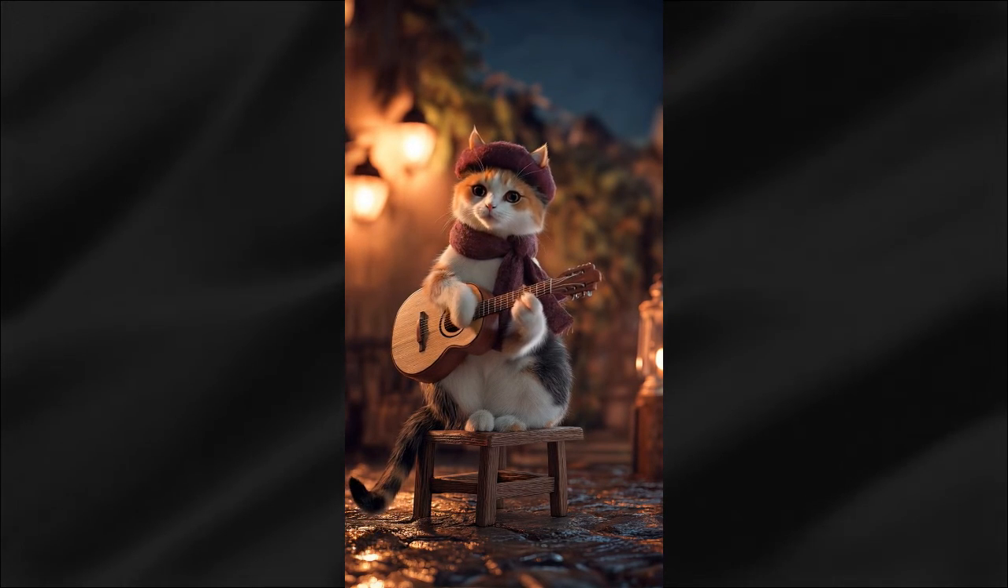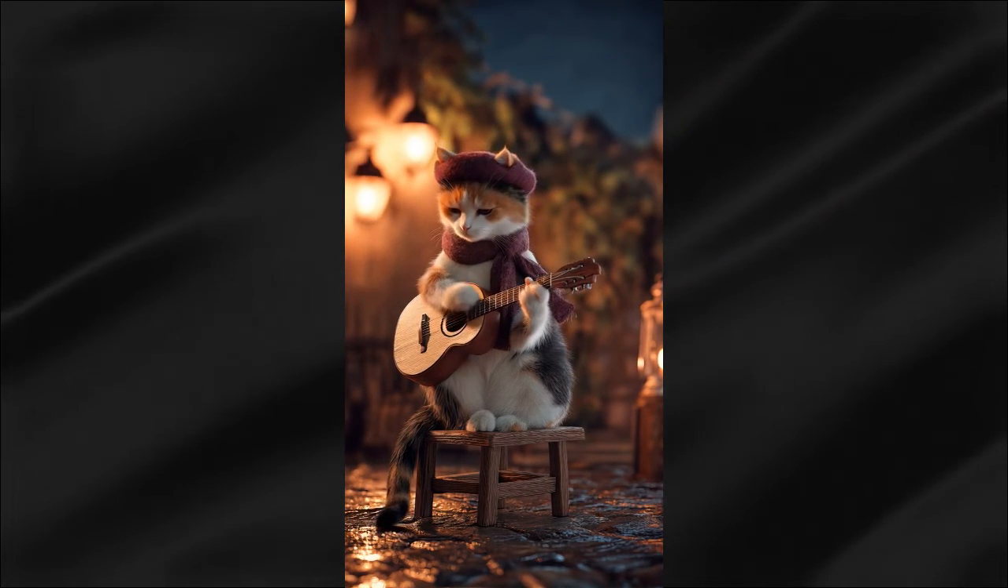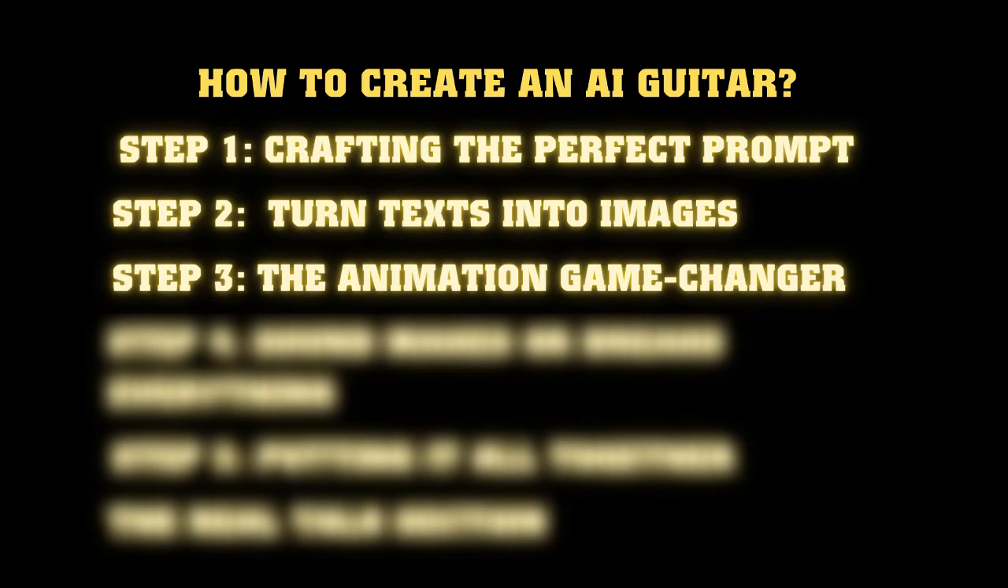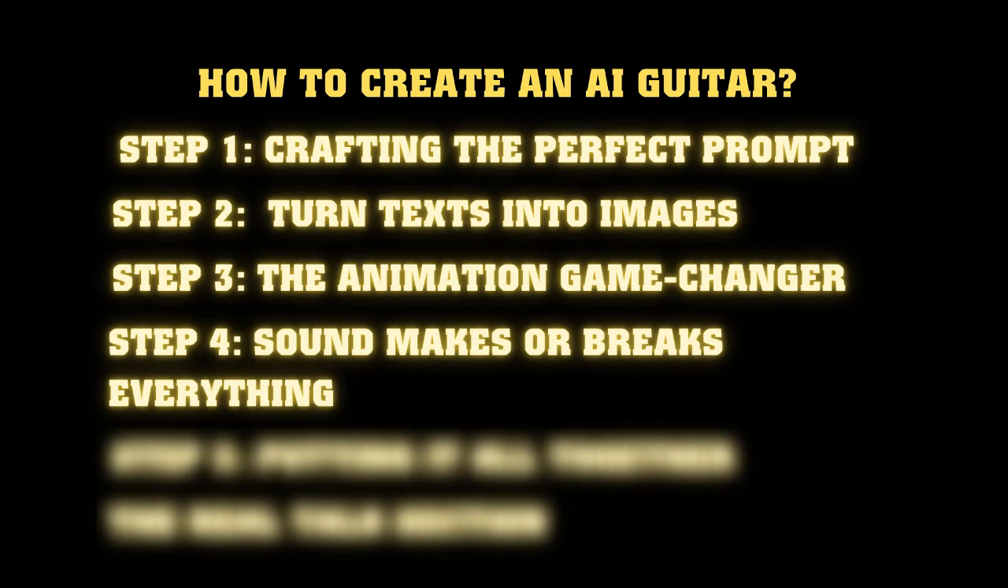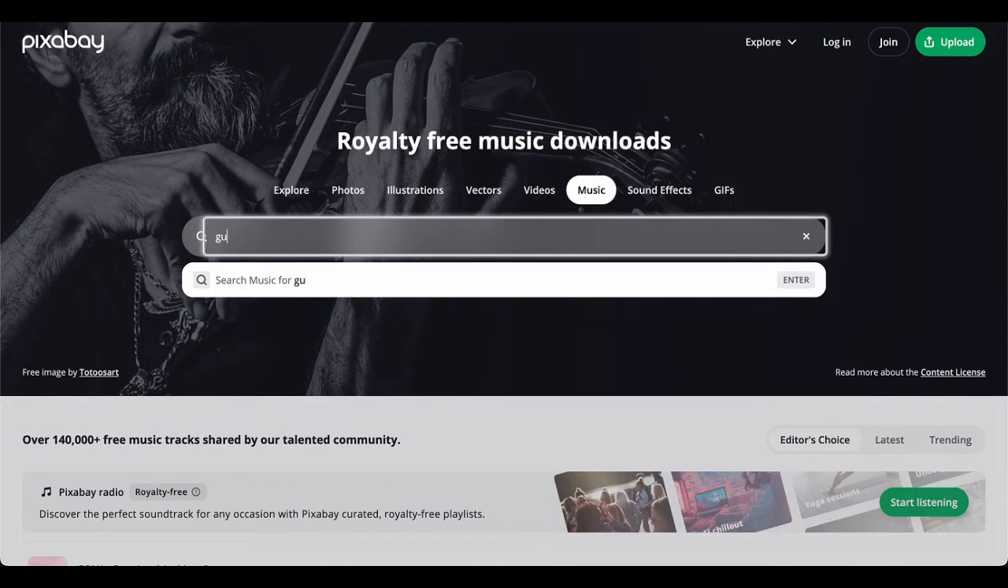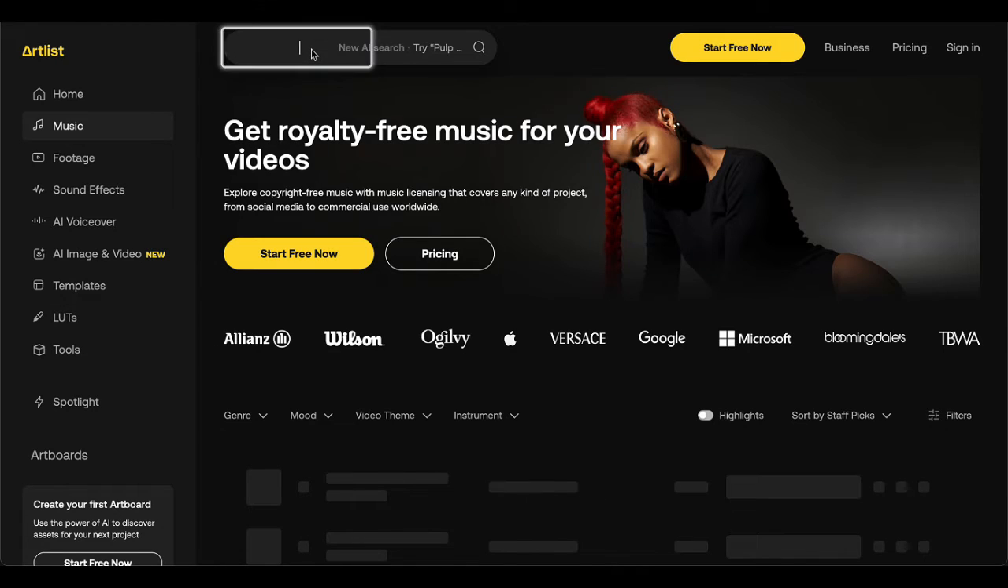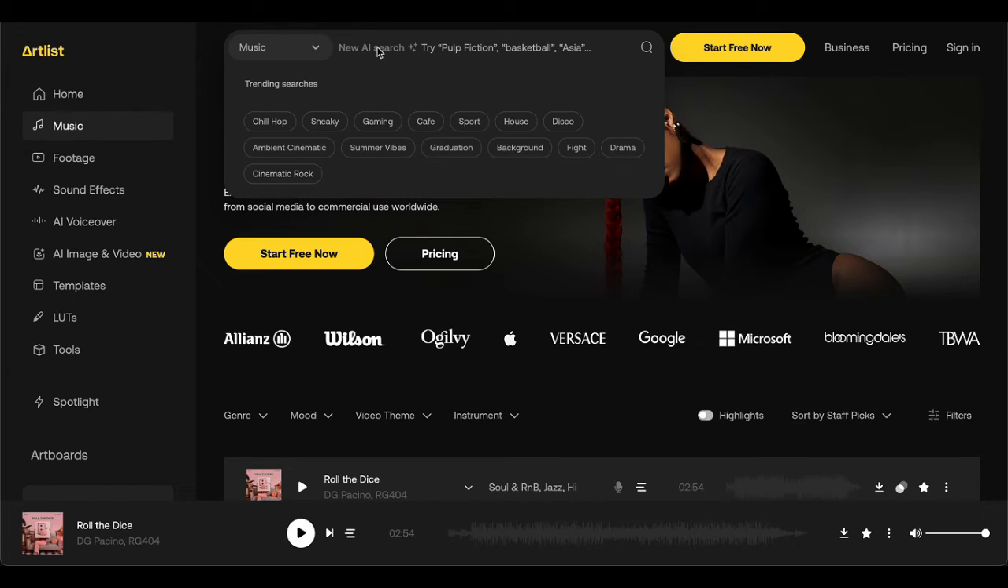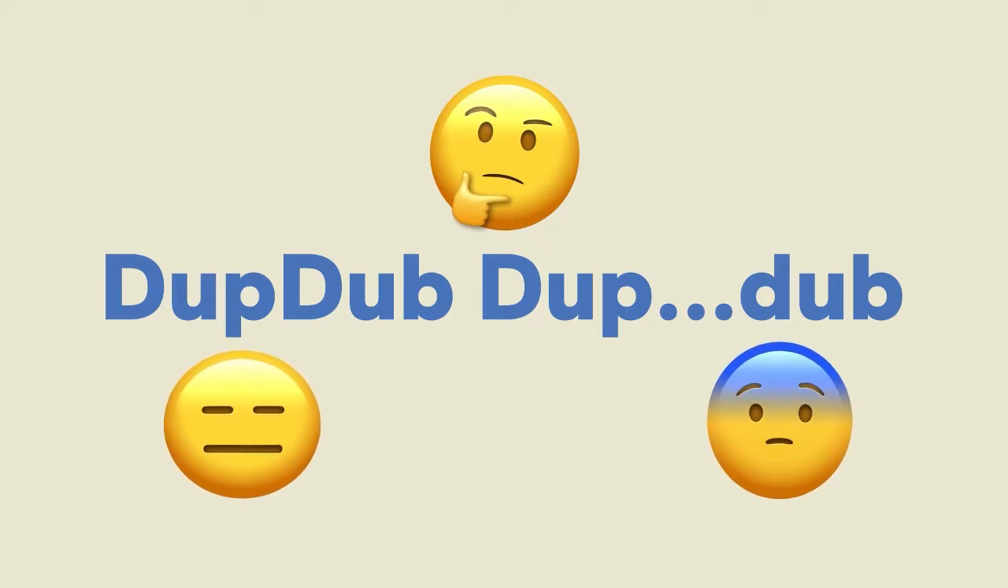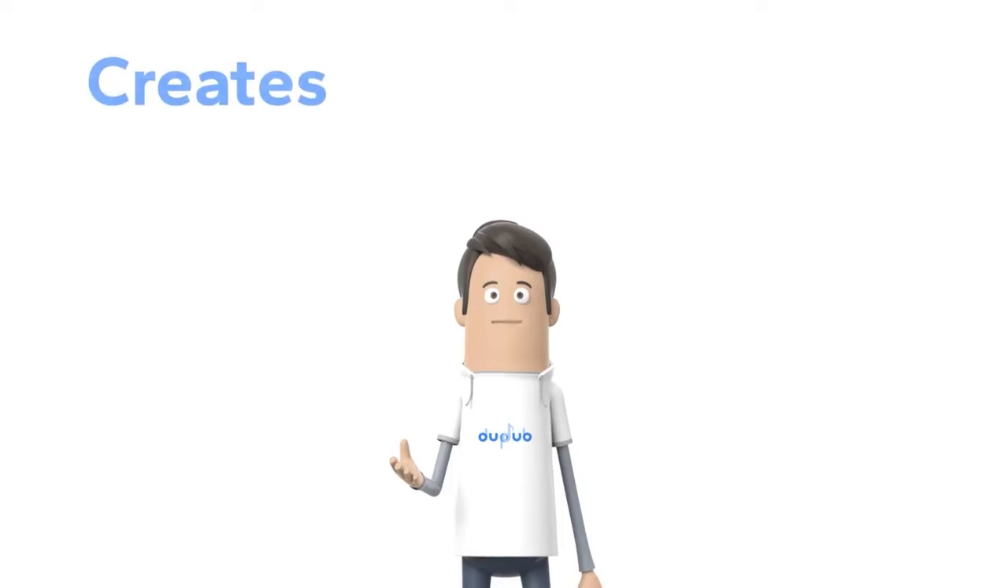Well, if Ed Sheeran had whiskers and a tendency to knock things off tables. Visuals are great, but TikTok without sound is just weird. You need audio that matches the vibe. I tried the usual suspects, Pixabay, free music libraries, meh, nothing really hit different. Then I discovered DubDub, and honestly, game over. This thing is like having a sound engineer in your back pocket.